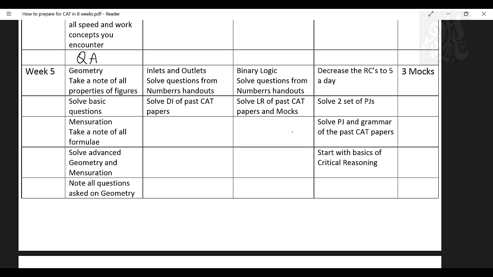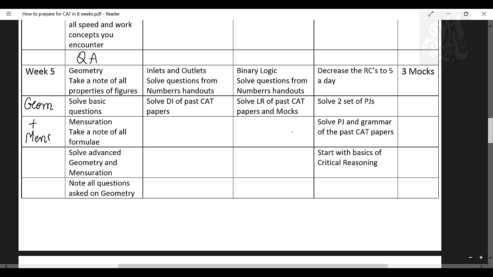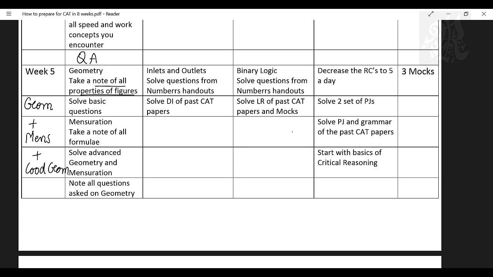In this particular schedule, I recommend that in week 5 we'll do geometry. This includes three topics: geometry, mensuration, and coordinate geometry. Since all these topics are interlinked, you must do all three together. Make sure you take note of all the properties of the figures, because even if you look at NMAT recently, for the past 1 week they've been asking questions on geometry based on properties. So properties of geometrical figures, triangles, circles, squares, parallelepipeds, everything is very much essential.